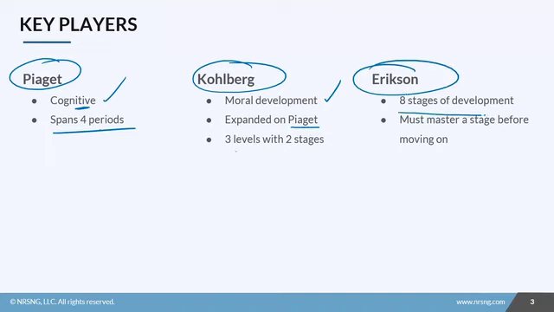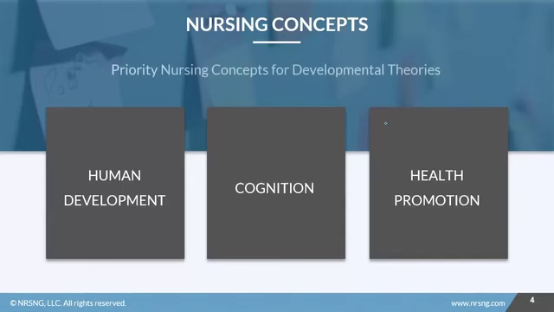Erikson is going to be your last one that we go over, and Erikson is well known for his 8 stages of development. The really important thing to remember about Erikson is Erikson's research indicated that you have to master a stage before you move to the next one. And there's going to be more lessons about each one of these in detail, so be sure to check those out.